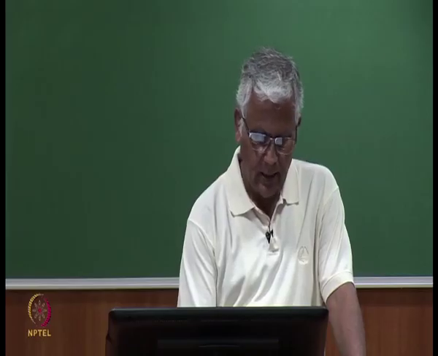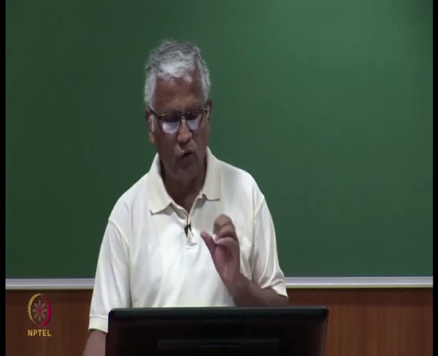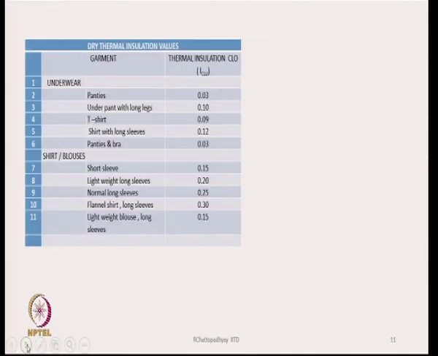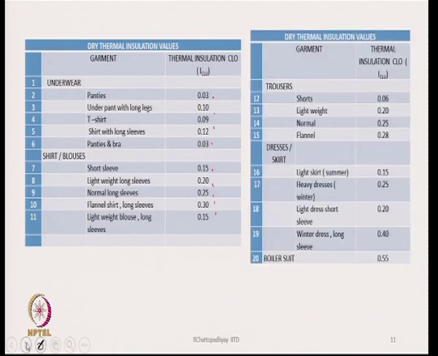Similarly, in the other table, individual garments' clo values are stated. Underwear, different underwear, the corresponding clo values are given. Shorts or blouses, different types of shorts and blouses, their clo values have been given. Here trousers, dress, see clo values. Just to get an idea, these are the standards which have been given by the ISO, and we can get some idea about the clo values of individual garments.